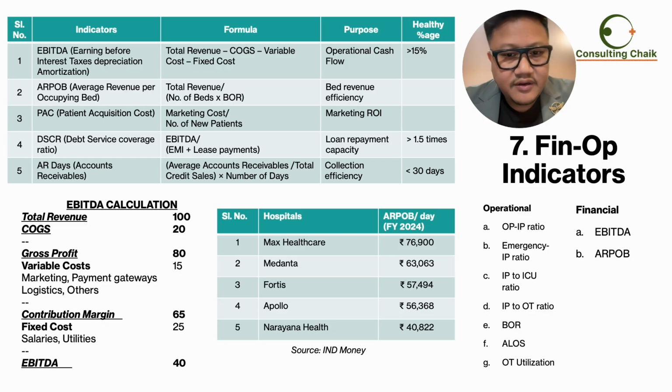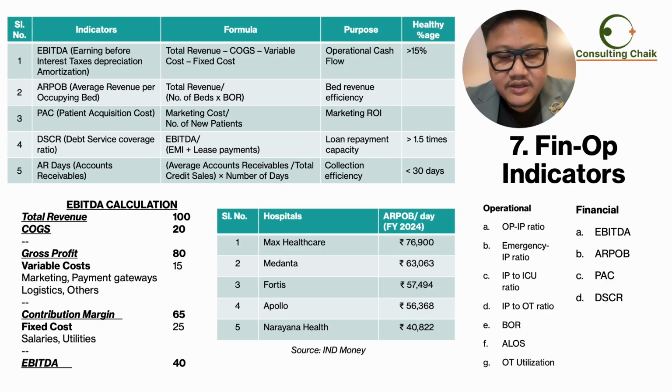Then you have your PAC. PAC is patient acquisition cost. It is calculated with marketing cost in the numerator, divided by the number of new patients that you get in that particular month. The purpose is to understand the marketing ROI.